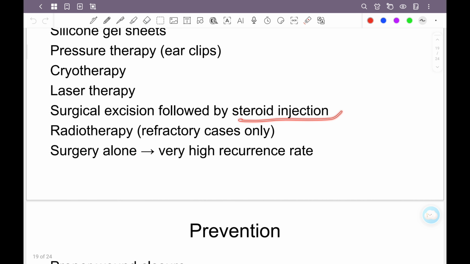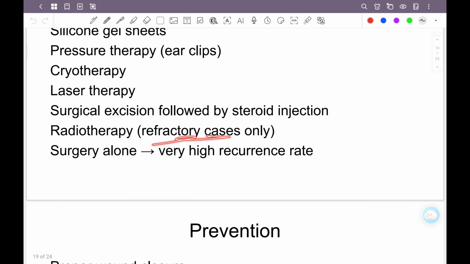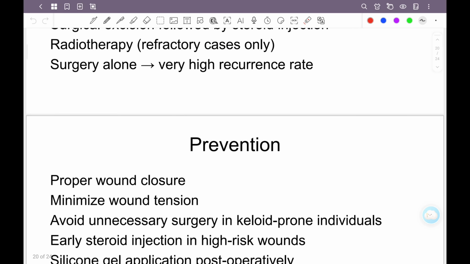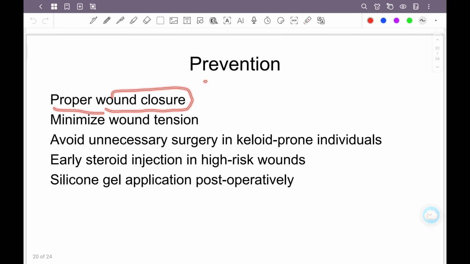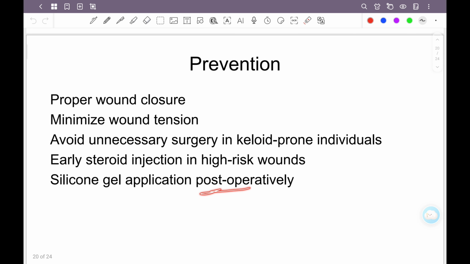We never do surgery alone, as it has a very high recurrence rate. So always do surgical excision followed by steroid injection. Radiotherapy is preferred in refractory cases. So how can you prevent this? Prevention includes proper wound closure, minimizing wound tension, and avoiding unnecessary surgery in keloid-prone individuals. Early steroid injection in high risk wounds and silicone gel application postoperatively can be used.